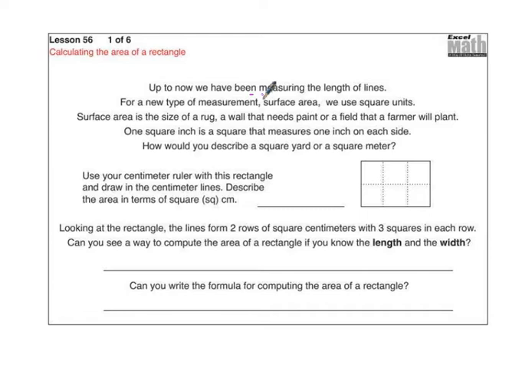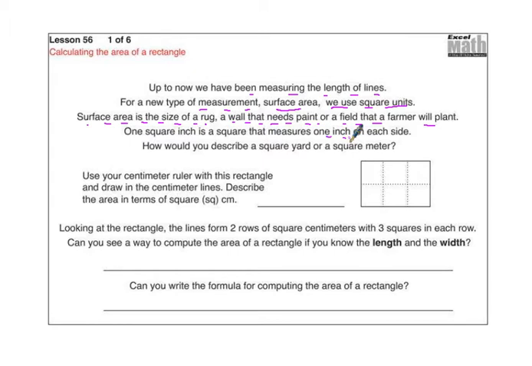Up to now, we have been measuring the length of lines. For a new type of measurement, surface area, we use square units. Surface area is the size of a rug, a wall that needs paint, or a field that a farmer will plant. 1 square inch is a square that measures 1 inch on each side. How would you describe a square yard or a square meter?